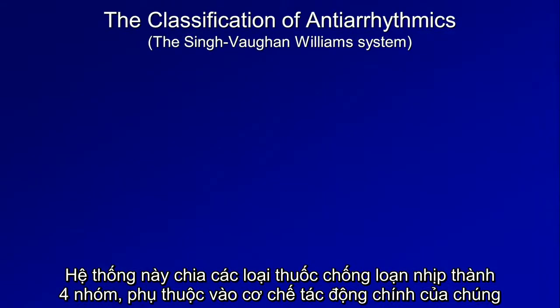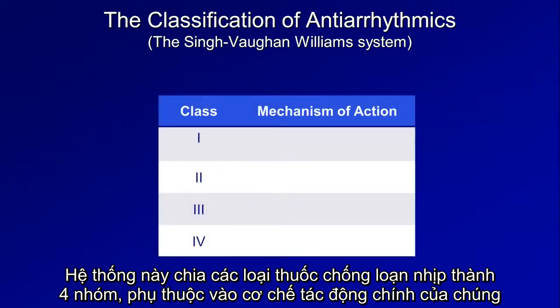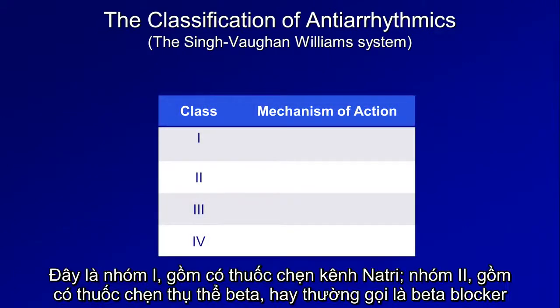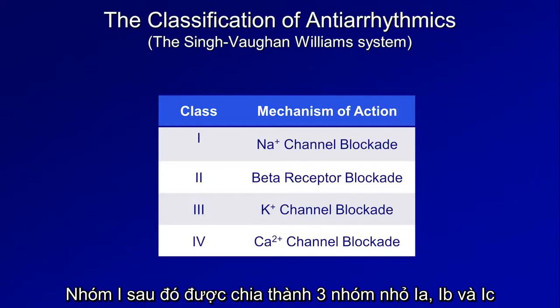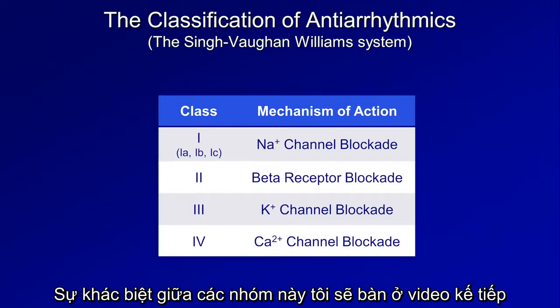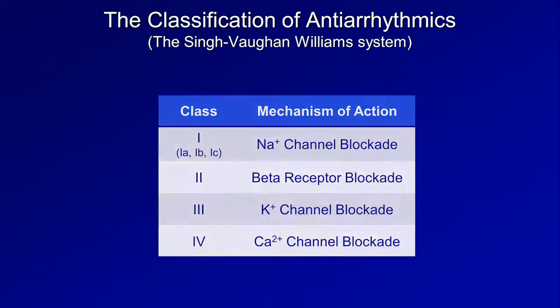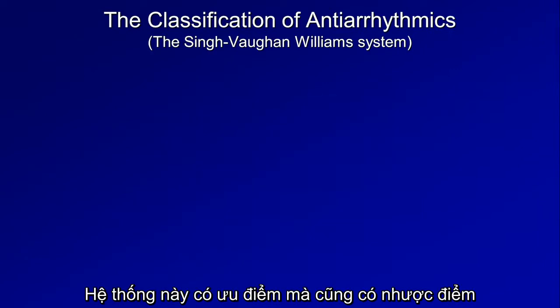The system divides antiarrhythmics into 4 classes depending upon their primary mechanism of action. So there is Class 1, which consists of sodium channel blockers. Class 2 are beta receptor antagonists, more commonly known as beta blockers. Class 3 are potassium channel blockers. And Class 4 are calcium channel blockers. Class 1 was subsequently subdivided into 3 subclasses, 1A, 1B, and 1C, the differences between which I'll discuss in the next video.